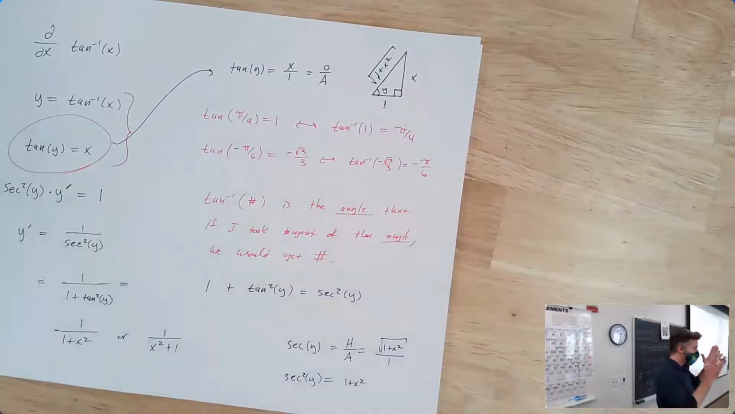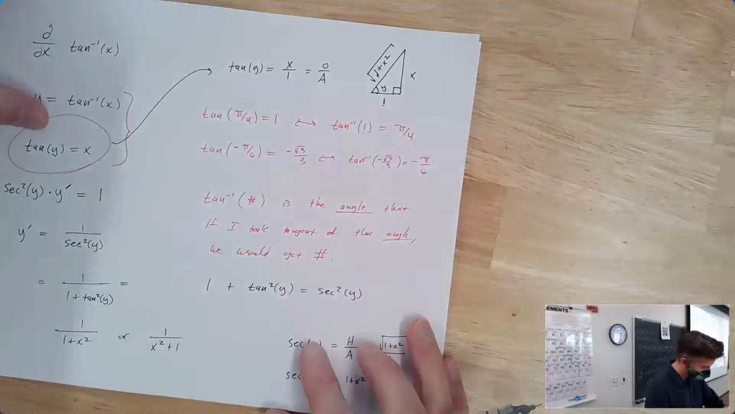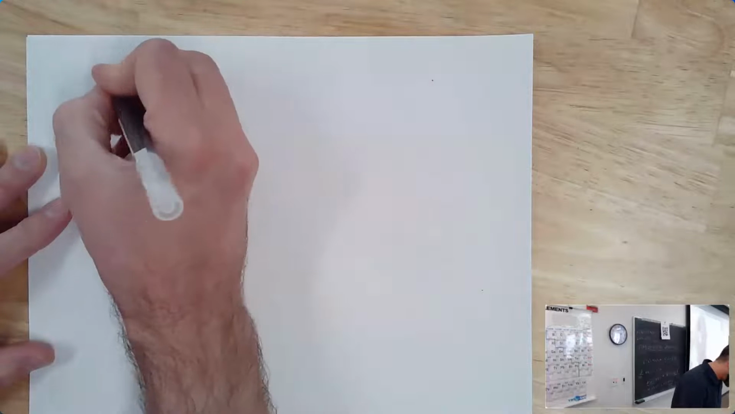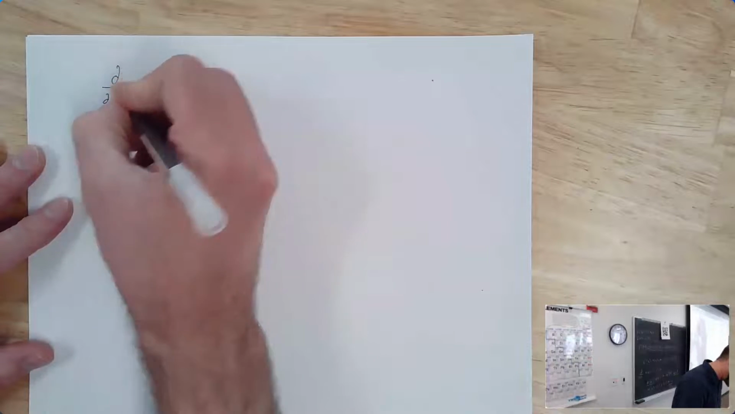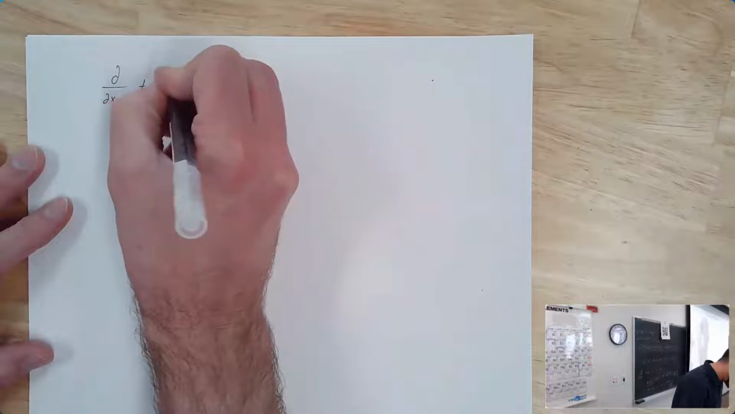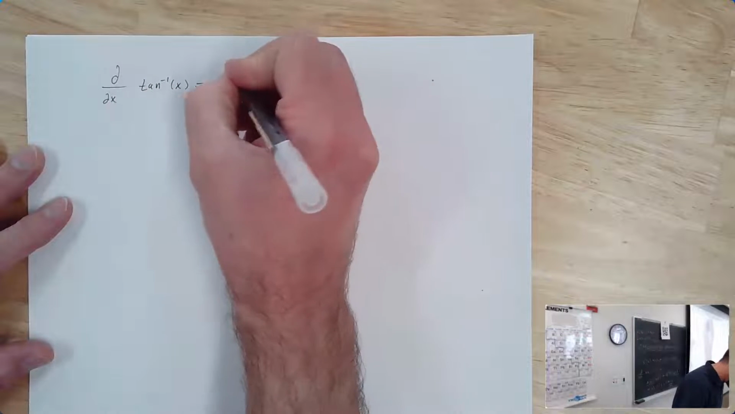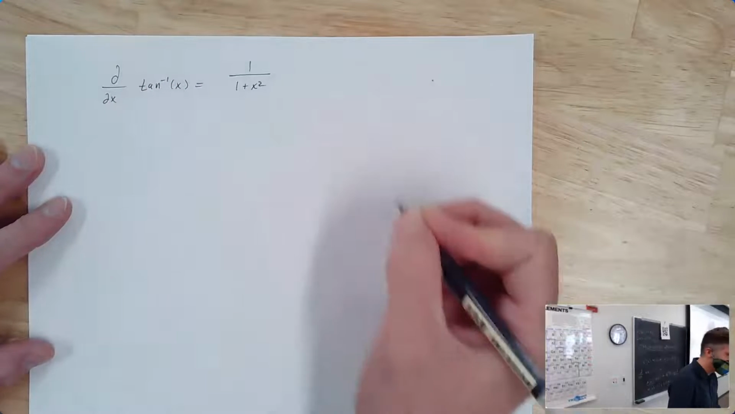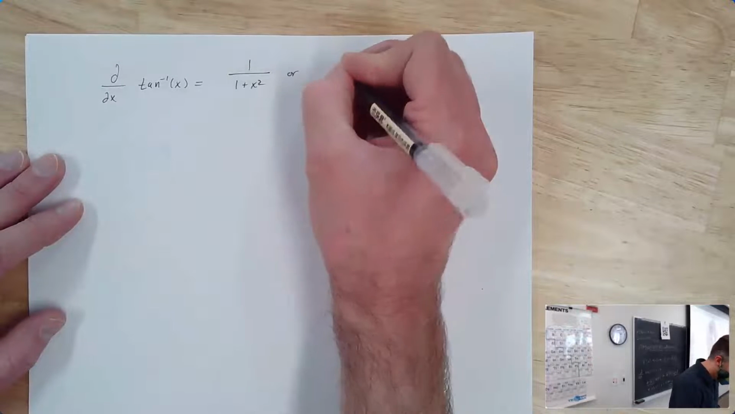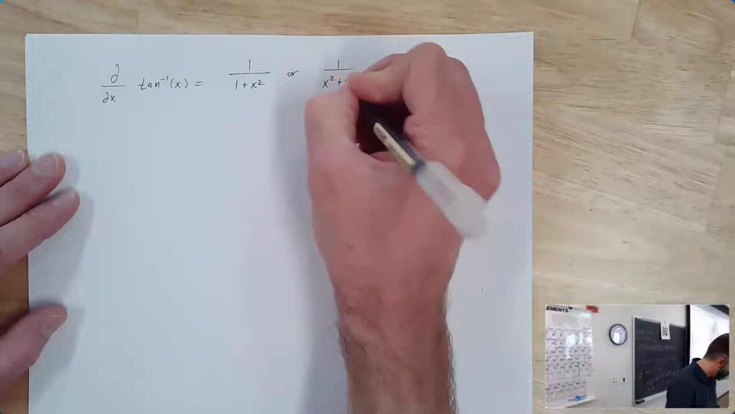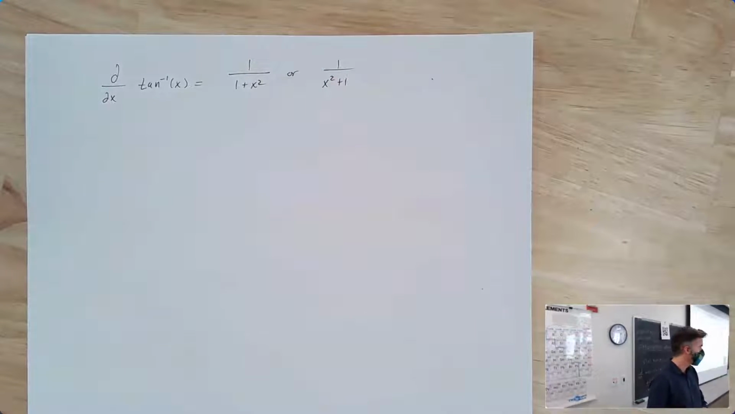Long story short, the thing you need to remember is that the derivative of the inverse tangent of x is equal to 1 over 1 plus x squared. Or if you prefer, you might write it as 1 over x squared plus 1. That's kind of the whole thing.